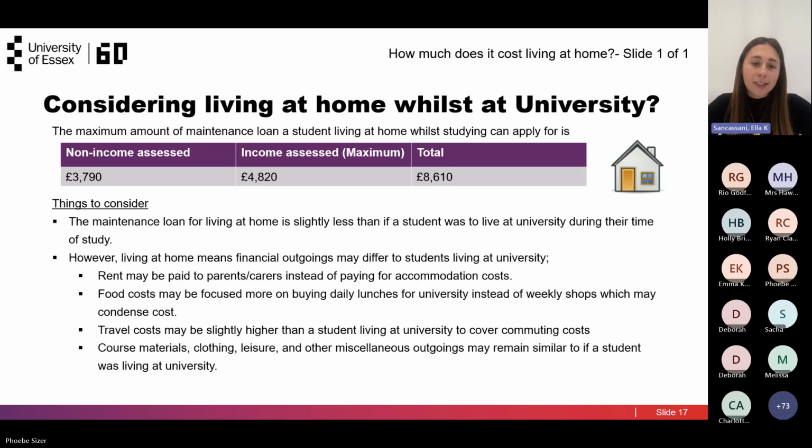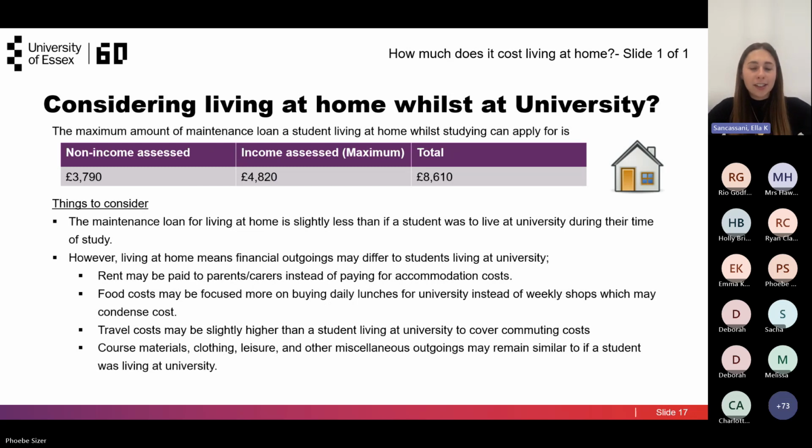But rent may be paid to parents and carers instead of paying for accommodation costs, so this might look slightly different. Food costs may be more focused on buying daily lunches for university instead of weekly food shops, which may condense costs. Travel costs might be slightly higher if your young person is thinking about commuting to university, so it is worth looking at those commuting costs, but this maintenance loan is there to support them with any costs incurred there. And also course materials, clothing, leisure and other materials may remain similar to if a student was living at university. So there is a few things to consider there.